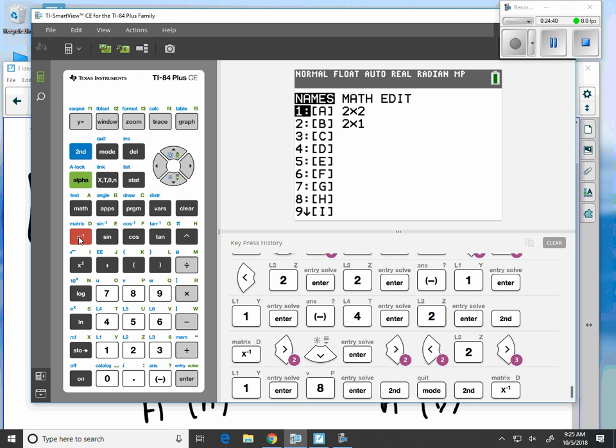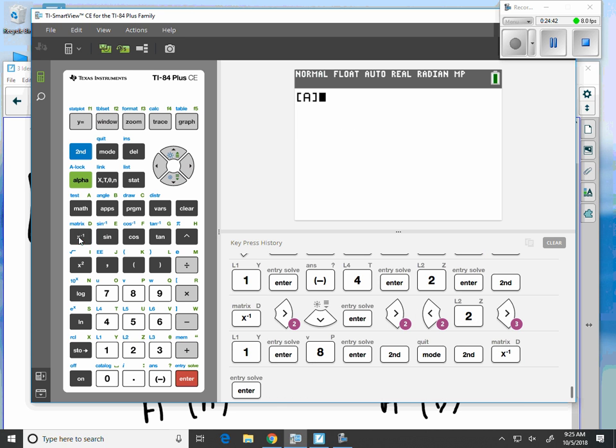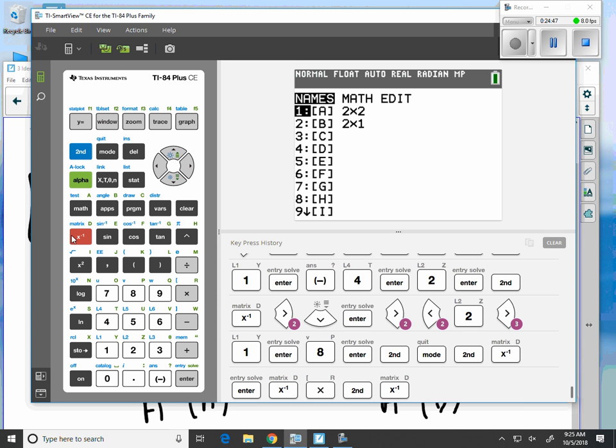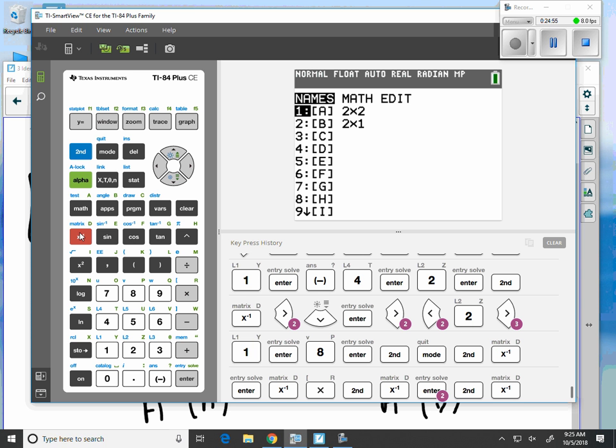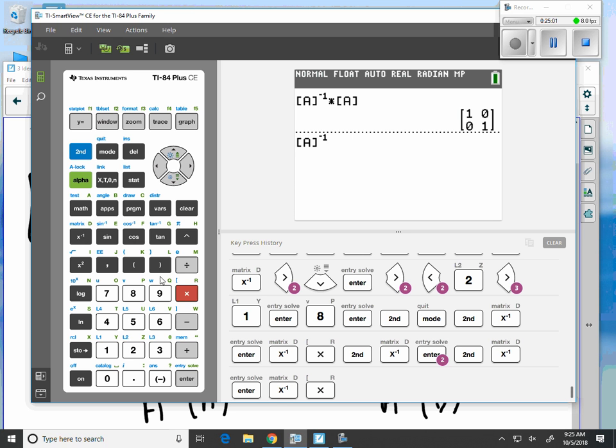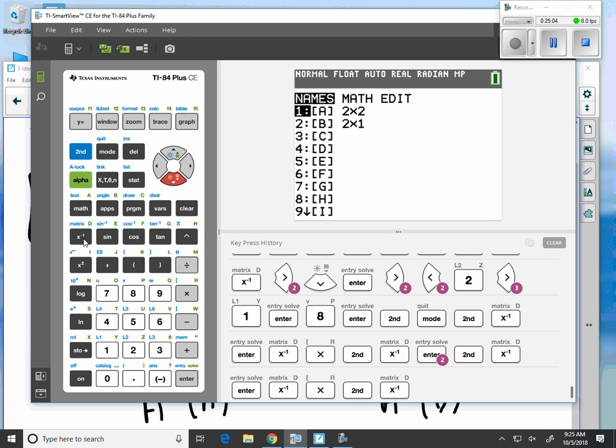Alright, so guys, I put my matrix in here. Alright, so there's my A inverse times A. Okay, again, if you don't get the identity matrix, let me know. I can come check and see what's going on because that should work out fine. And then you do A inverse times B.